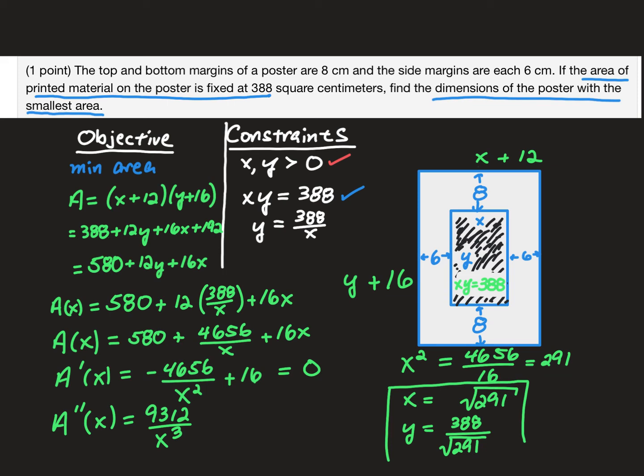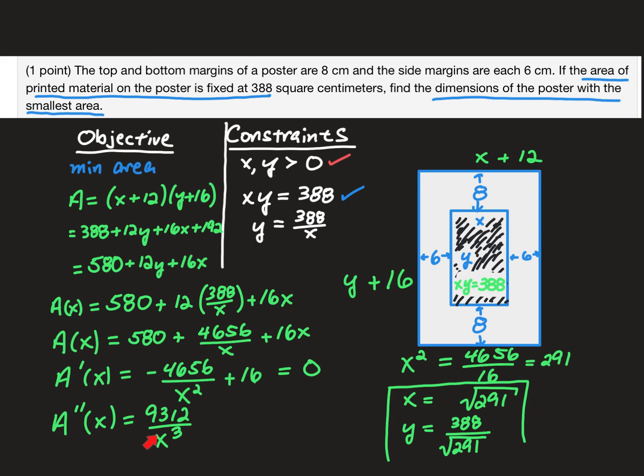Now, we're not quite done. We should verify that this does actually give us a minimum. So I'll do that using the second derivative test. I'll take a second derivative here. So this is x to the minus 2. So minus 2 times minus 4656 is positive 9312. And then this is x to the minus 2. So when I subtract 1 from the minus 2, I get a minus 3. And then x to the minus 3 is 1 over x cubed. And then the derivative of a constant is 0.